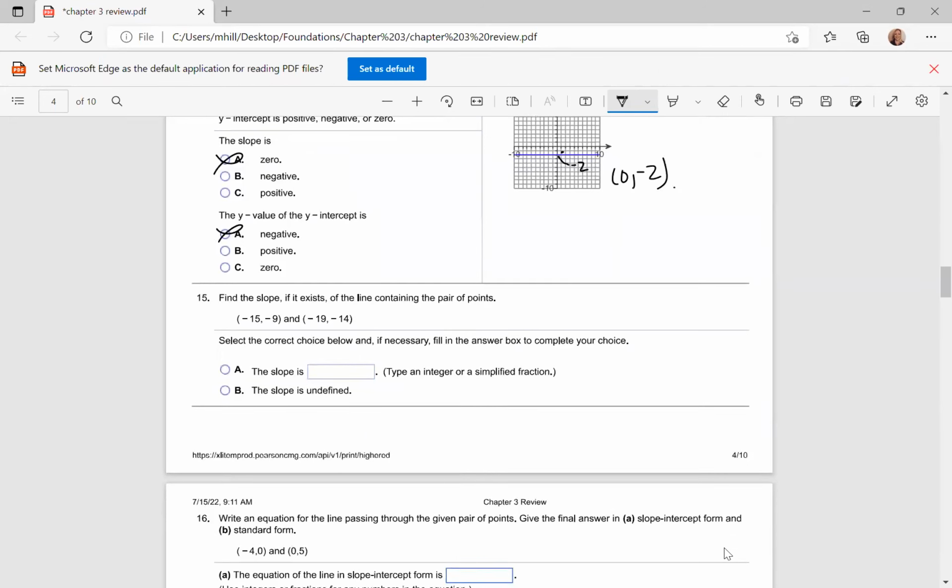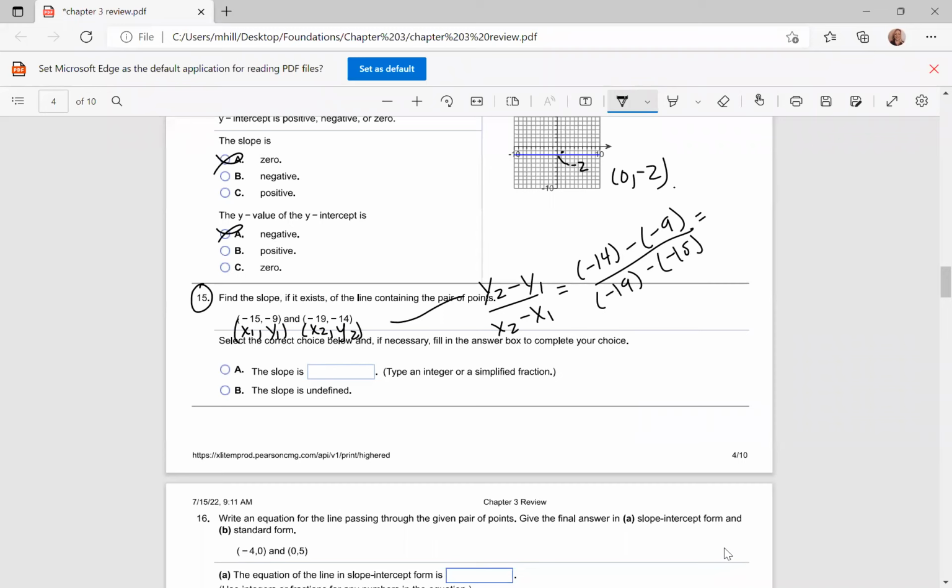Okay, number 15 is another problem where you're supposed to find slope. So this is x1, y1, and x2, y2. So you're going to do y2 minus y1 over x2 minus x1. I'm not noticing anything the same here. So on the top, I would have -14 minus -9. On the bottom, I would have x2, which is -19, minus x1, which is -15.